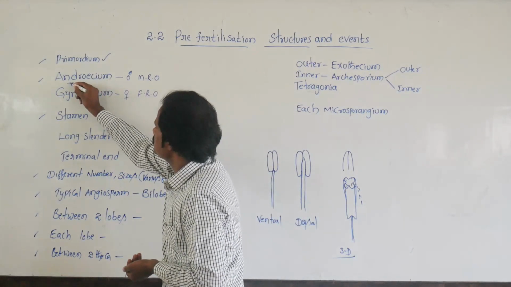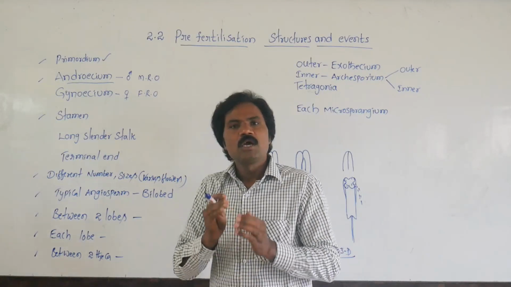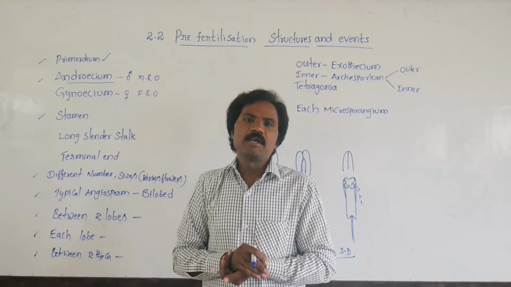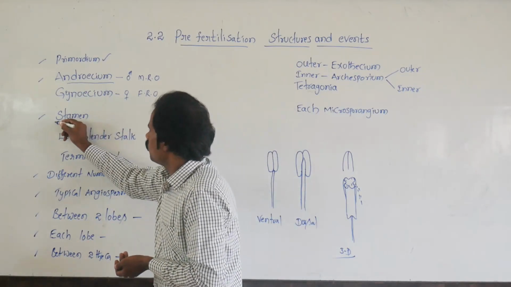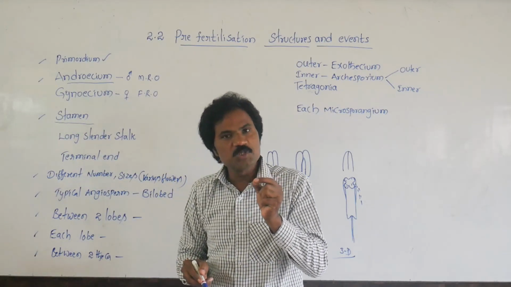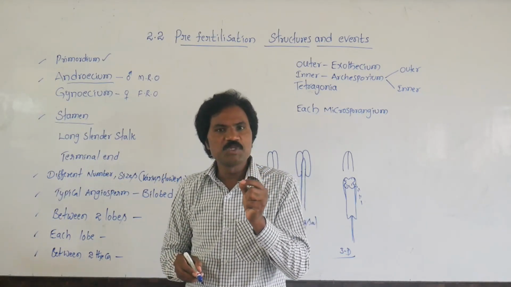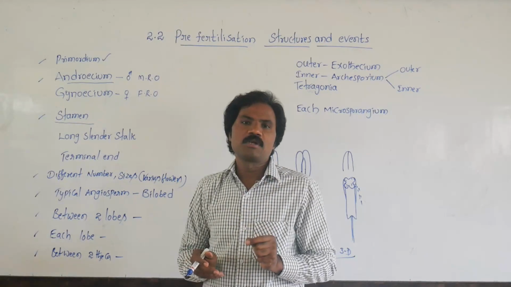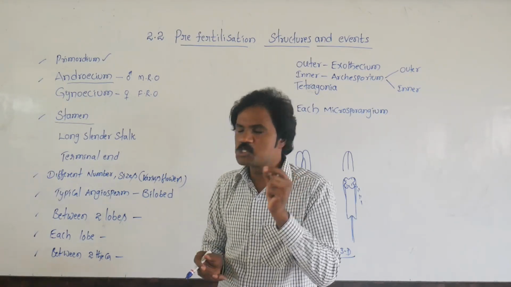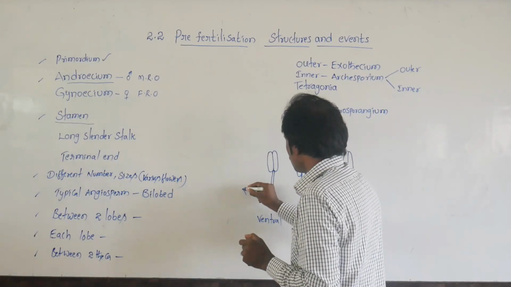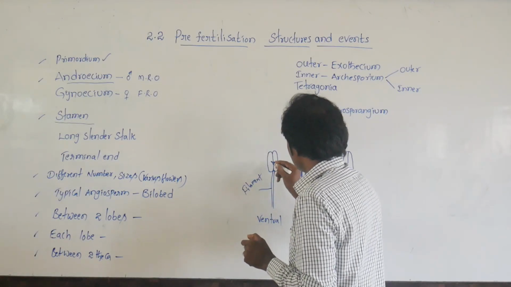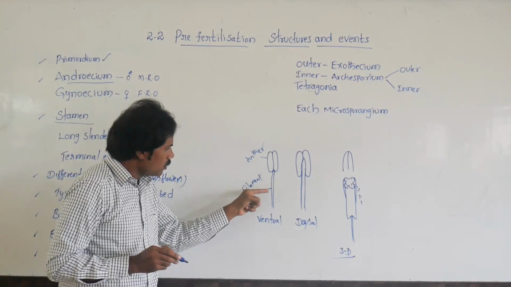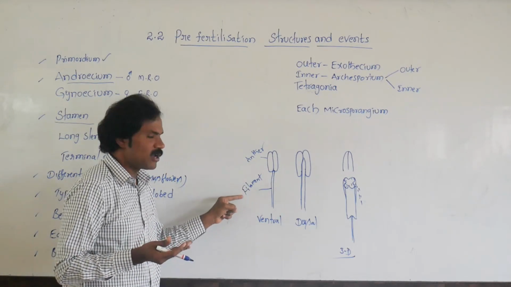Then, what are the parts present in androecium? A group of stamens, collectively, we call as androecium. Each and every stamen has one long, slender stalk. What is the name of this long, slender stalk? This we call as filament. This we call as anther. See here, the long slender stalk we call as filament.